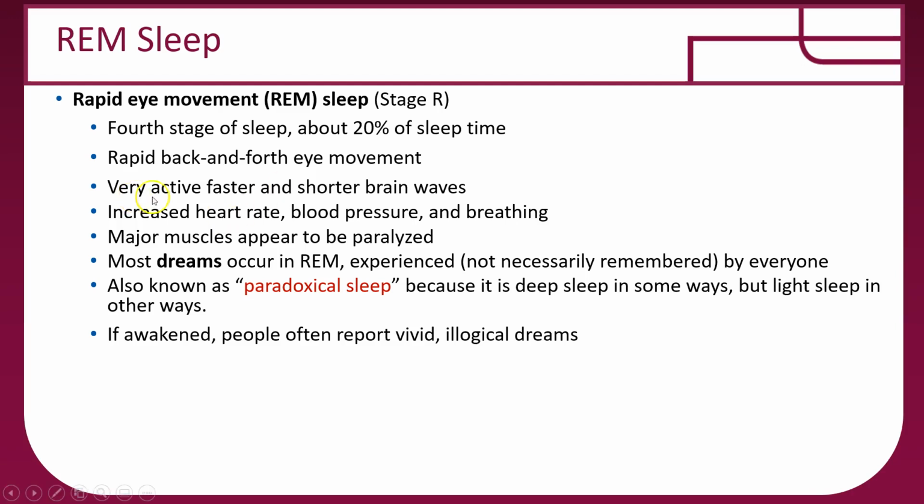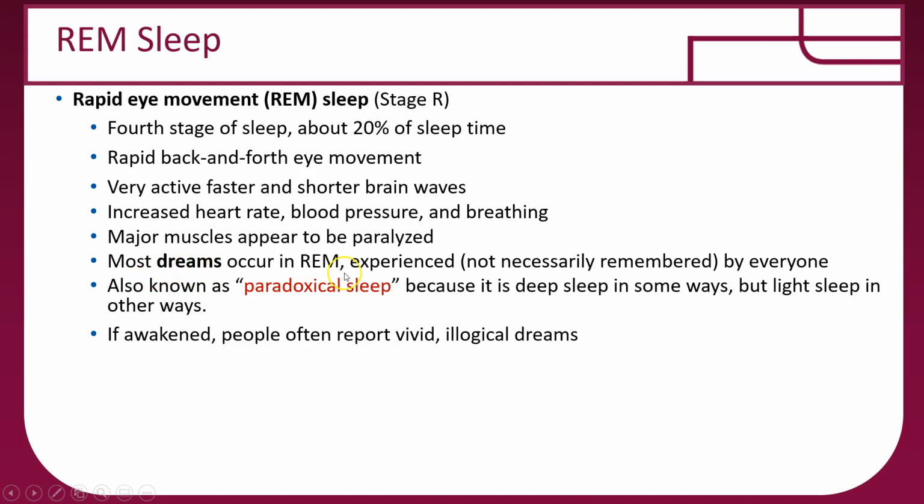This is a very active type of sleep. We call it paradoxical sleep, because in some ways our body or our brains are very active. You get very faster and shorter brain waves. You get an increased heart rate, blood pressure, increased breathing. However, paradoxically, the major muscles appear to be paralyzed. So remember, we take an EMG. We're looking at muscle activity. And during REM sleep, the muscles appear to be paralyzed.